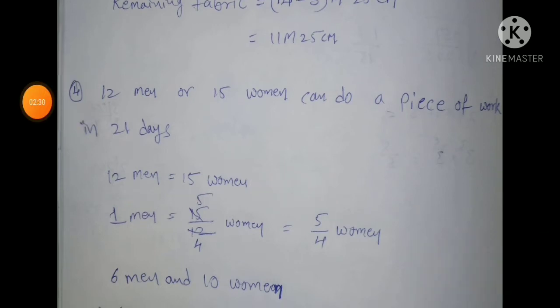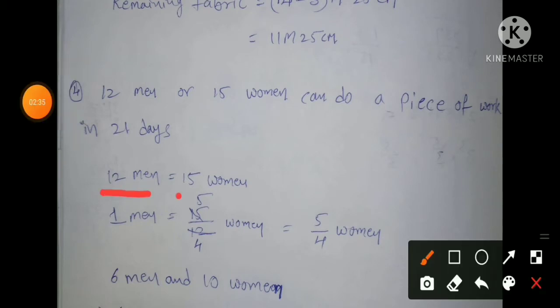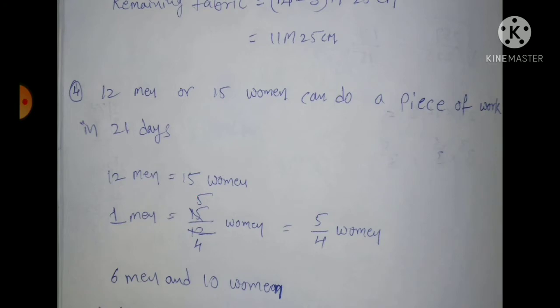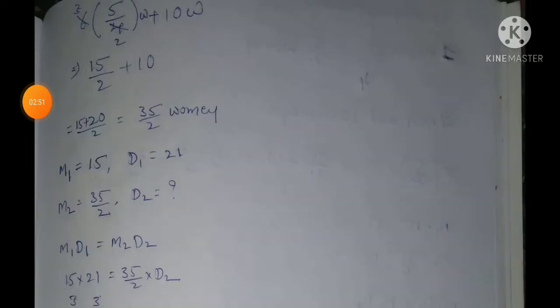Next, from this 12 men equal to 15 women, we are going to get 1 man equal to 15 by 12 women, that is 5 by 4 women. Okay. Next, 6 men and 10 women, in the sense we need to add. So 6 men plus 10 women. So 6 men, in place of men we just use women. 1 man equal to 5 by 4 women. That's why I am substituting that 5 by 4 here. 6 of 5 by 4 women plus 10 women.